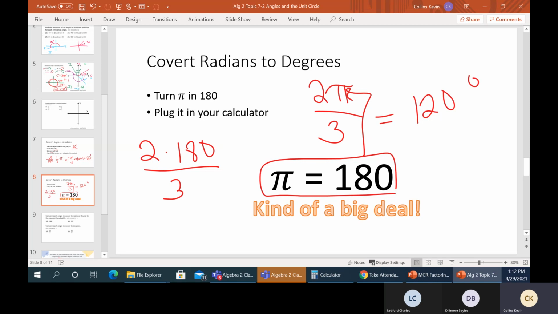And like you guys know, I'm not a big proponent on having really fancy calculators. I think they're overpriced and they have a whole bunch of stuff that you're never going to even look at.